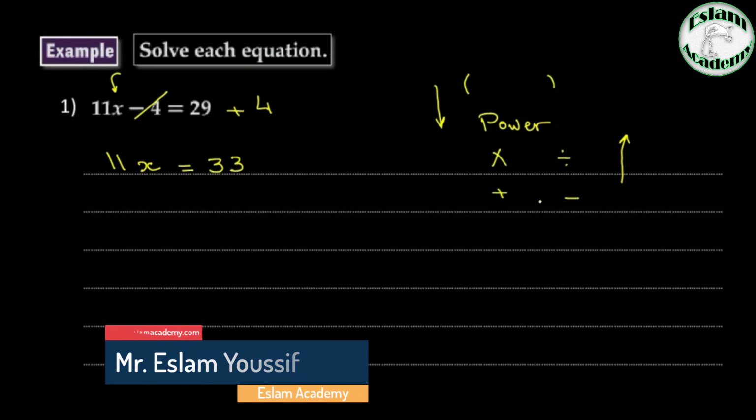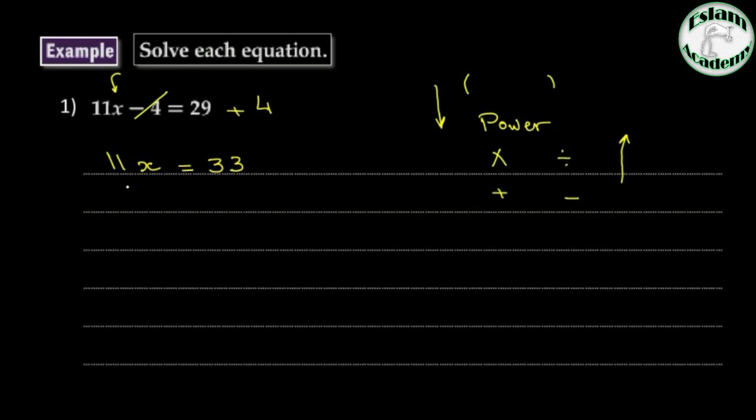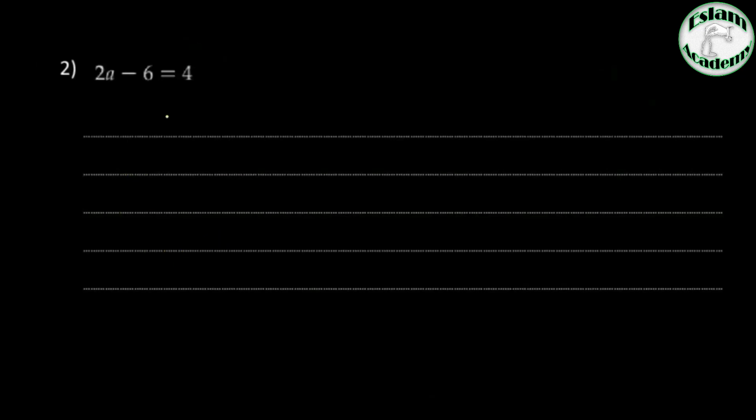And now there is no plus and minus, but we have 11x, which is times. So we use the inverse operation, which is dividing by 11. So we cancel 11, which means x is equal to 33 divided by 11, equal to 3. Number 2: 2a minus 6 equals 4.